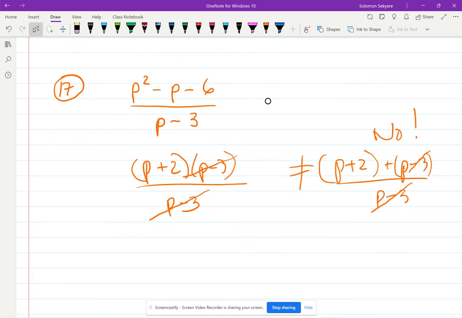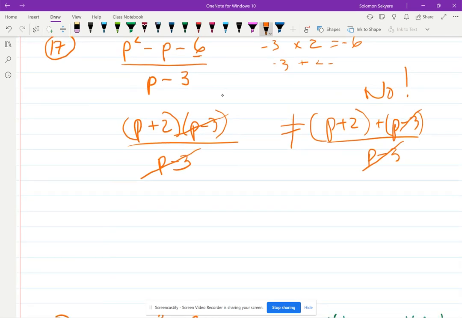Now for this one, what's the trick? The trick is to try to factorize. This is a quadratic expression. So what are the factors of negative 6 that will add up to negative 1? Negative 3 times 2 will get you negative 6, and negative 3 plus positive 2 will get you negative 1. So that's what we get.